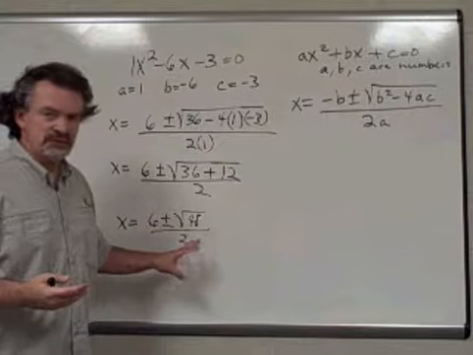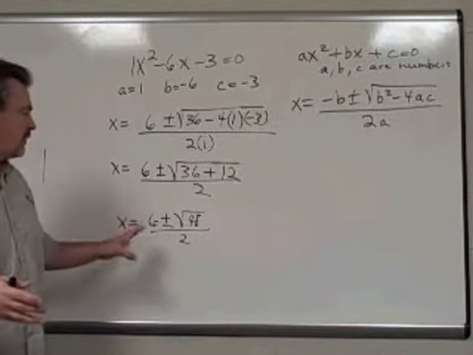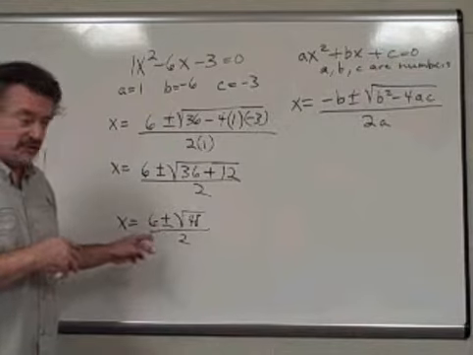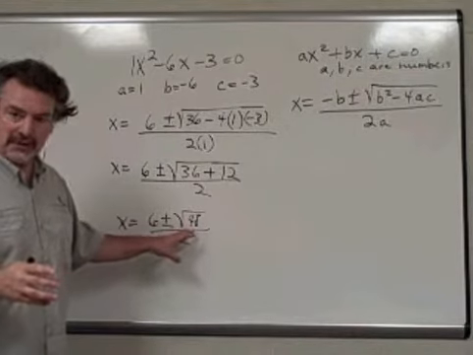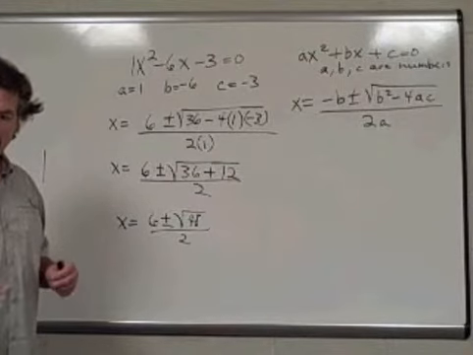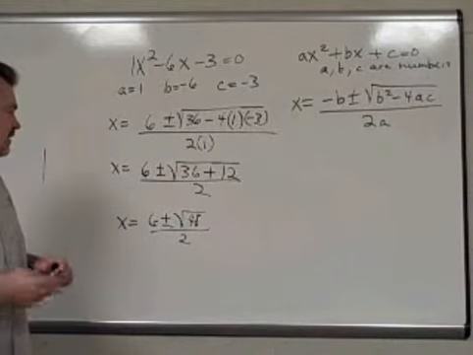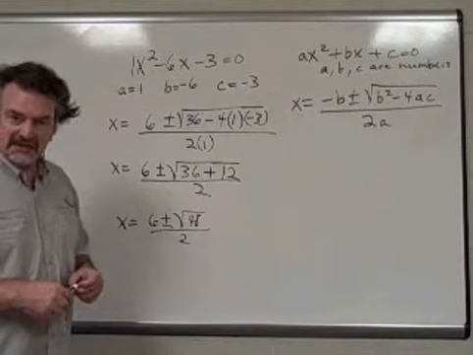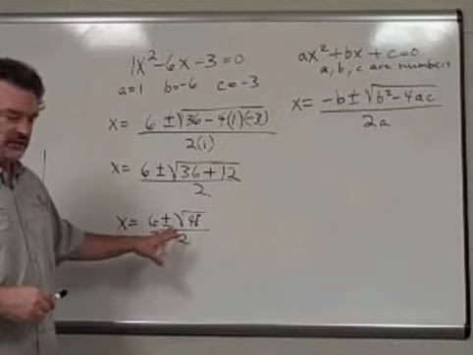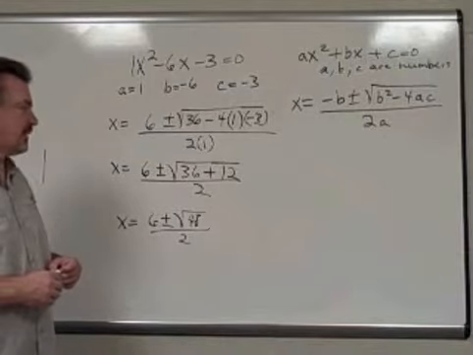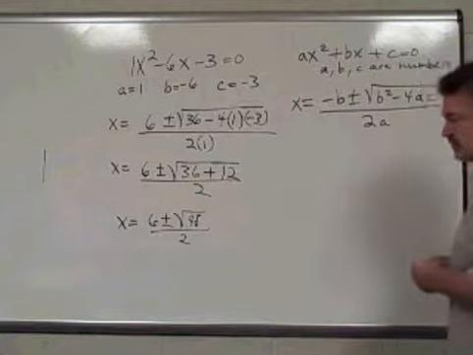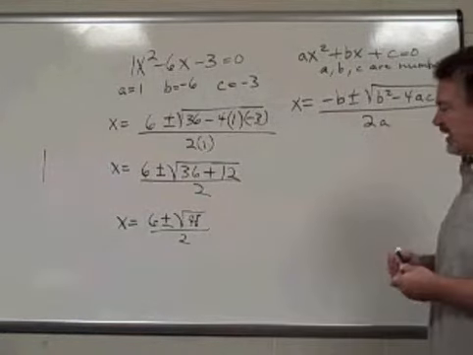So we have one of two things we can do. If we want an approximation to our solutions, we can actually use our calculator to evaluate the square root of 48 and get approximate solutions. Or if we want exact solutions, we try to simplify that radical expression. We try to simplify the square root of 48. So let's look at that. Let's make our solutions in the exact form.